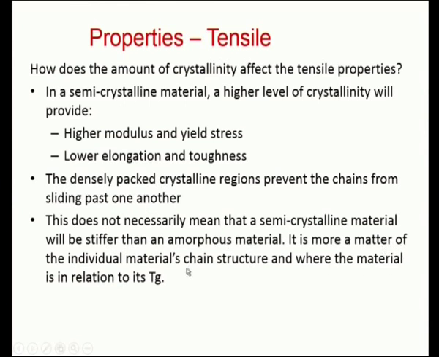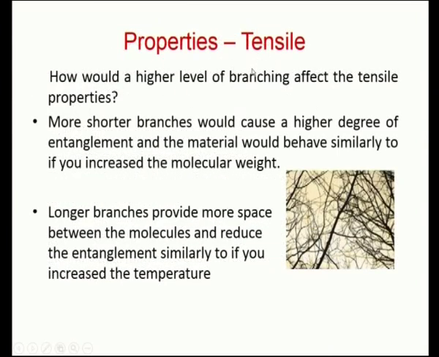It is more a matter of the particular material's chain structure, whether it is linear or branched, and how dense the polymer is. So it depends more on that, and also on its relation to its Tg. Tg is the glass transition temperature of a polymer. Now what will happen when you have a high level of branching? Nowadays polyethylene is available in different forms like low density polyethylene, high density polyethylene, and linear low density polyethylene. In all these the branching ratio differs.